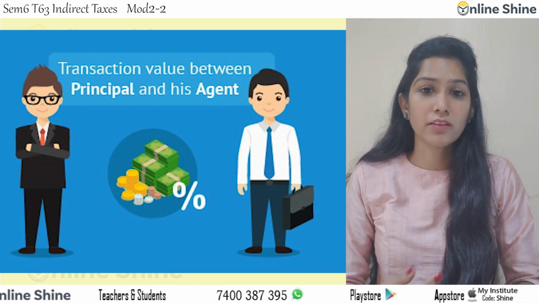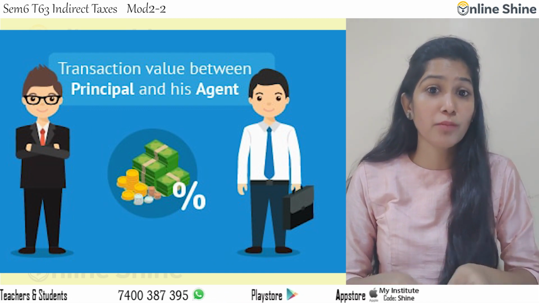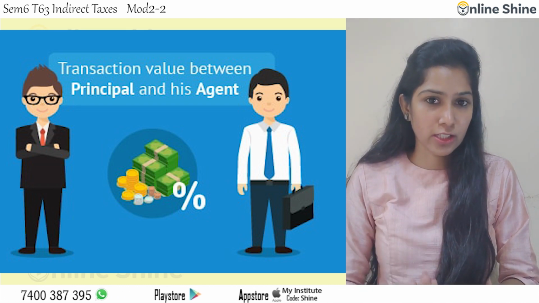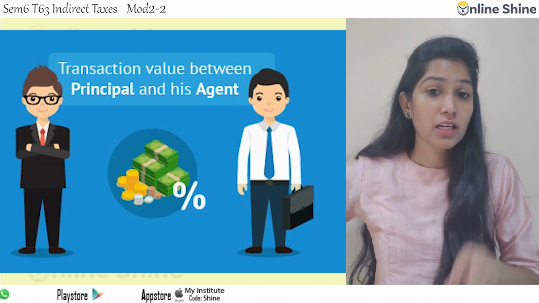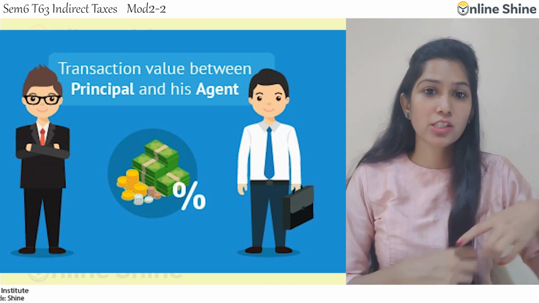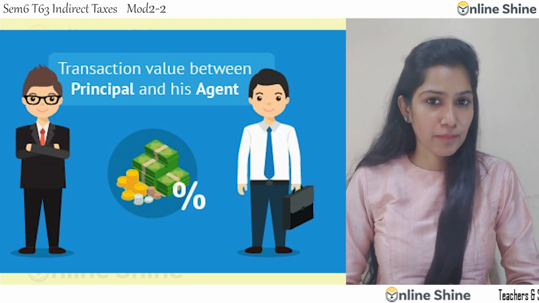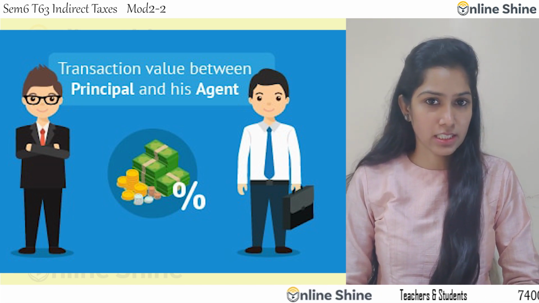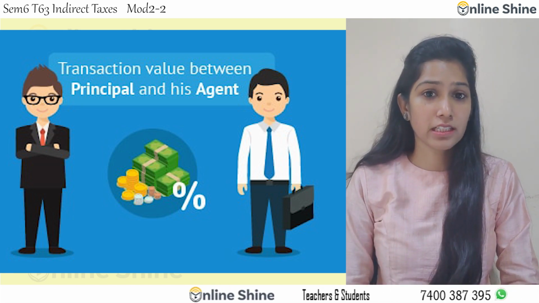So this means, as an agent, I am receiving goods from Lux without consideration and I am selling them to a third party, but I have issued the invoice in my name. Then the transaction will be considered as supply and I have to pay GST. This is the first category.